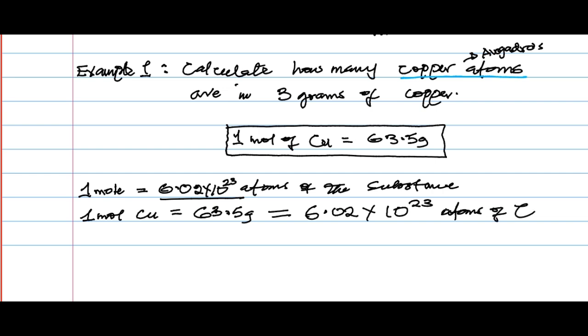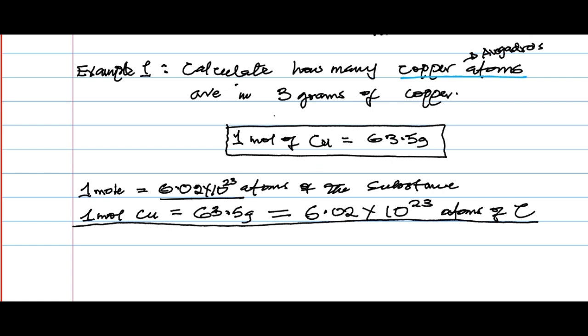of copper. So what this means is that when you have 1 mole of copper and you weigh it, it will weigh 63.5 grams. If you count the number of copper atoms in that 1 mole, it's going to be 6.02 times 10 to the power of 23. So this is going to be the basis that we are going to use for our calculation.